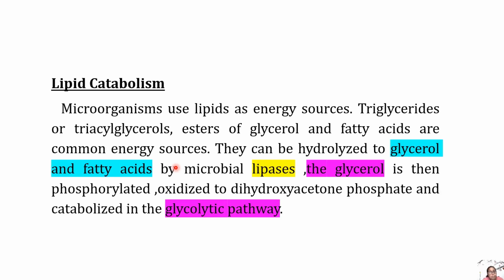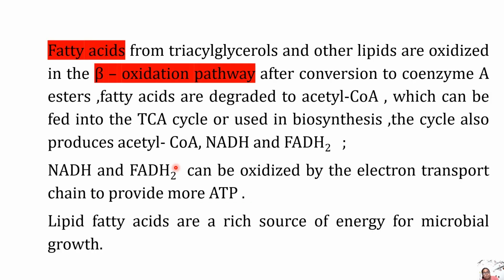If we move to lipid catabolism, microorganisms use lipids as energy sources. So triglycerides or triacylglycerols, esters of glycerol and fatty acids, are common energy sources. They can be hydrolyzed to glycerol and fatty acids by microbial lipases. The glycerol is then phosphorylated, oxidized to dihydroxyacetone phosphate and catabolized in the glycolytic pathway. Now, fatty acids from triacylglycerols and other lipids are oxidized in the beta oxidation pathway.